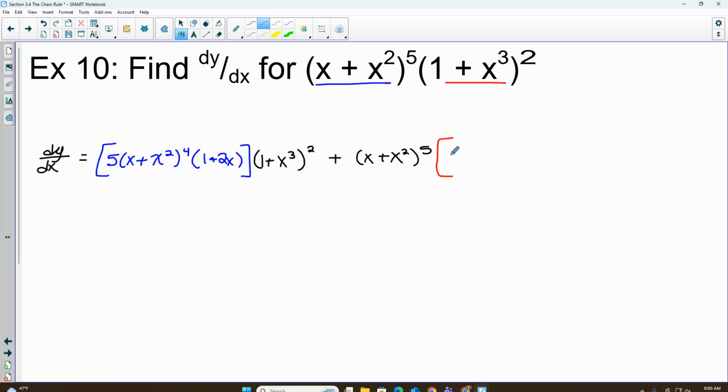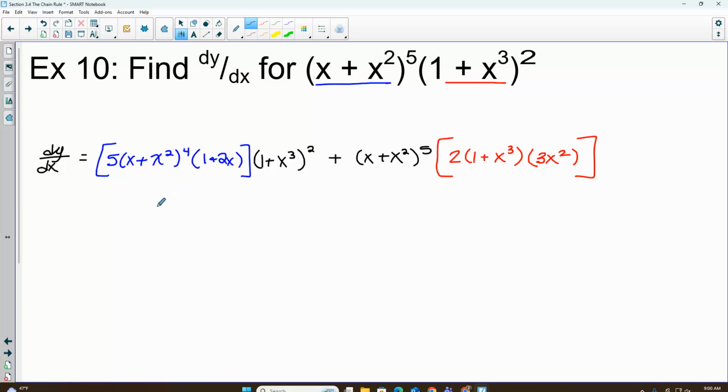So the 2 comes down, inside stays the same, subtract 1 from the power, so it's just a first, times the derivative of the inside, which is 3x squared. So that's the calculus piece. Everything else is algebra, just cleaning this up as much as we can.